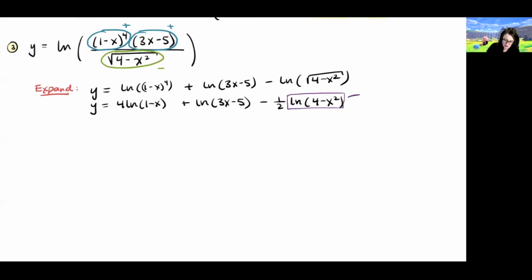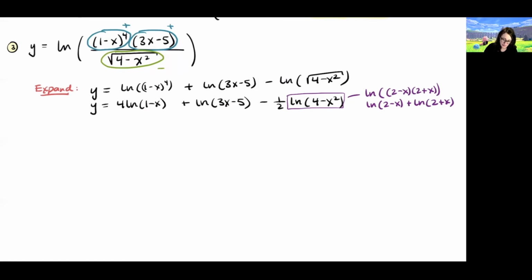I see 4 minus x squared and I'm just like, difference of 2 squares. I love factoring them. They're so nice. So you get 2 minus x, 2 plus x. Okay, so now we've got a product, which we can then split up into 2 natural logs by adding the natural log of each of the factors.